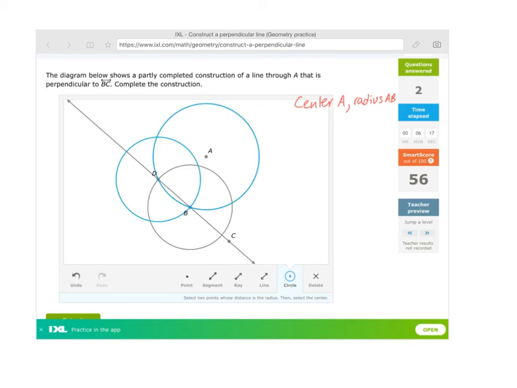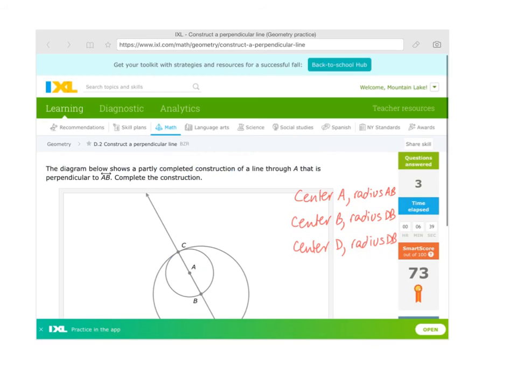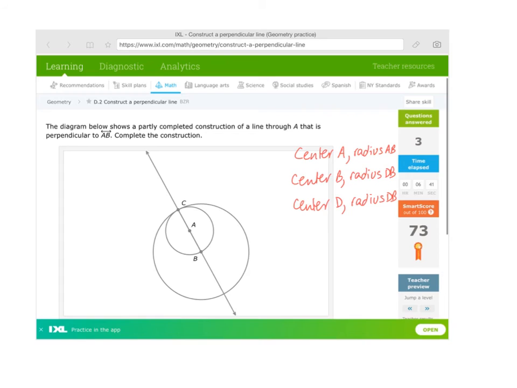That's the perpendicular. So let's mark these points. Let's go here. Let's mark the point, right? And let's go to line segment and join A to this point. And that's our perpendicular. Submit, and there you get. And you get a lot of points. See, I just did 3 questions and I'm already at 73.